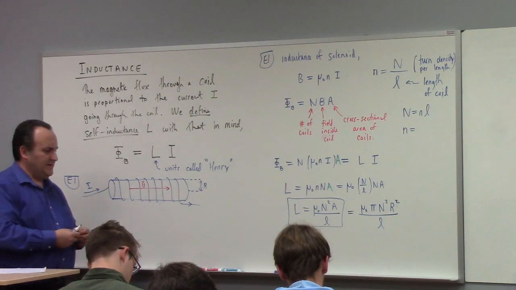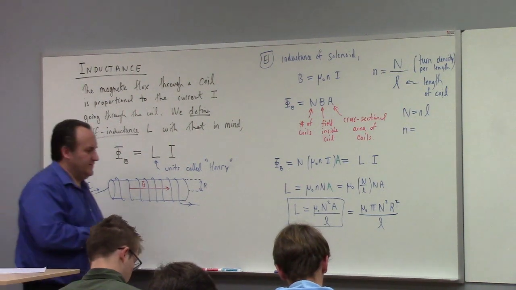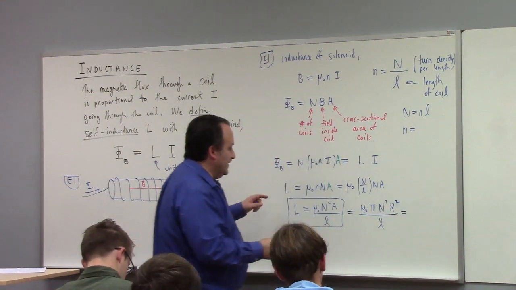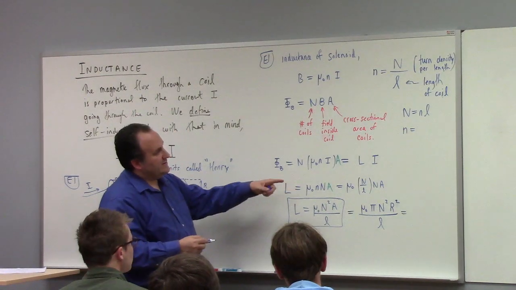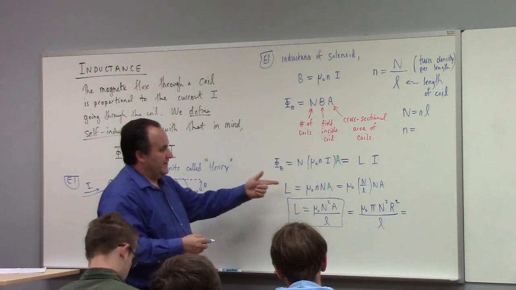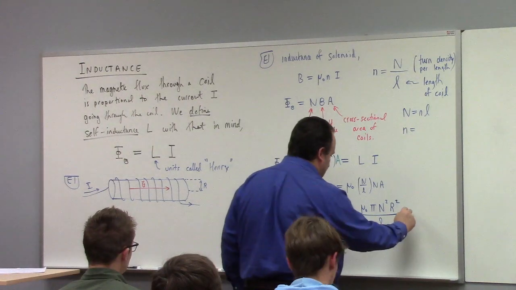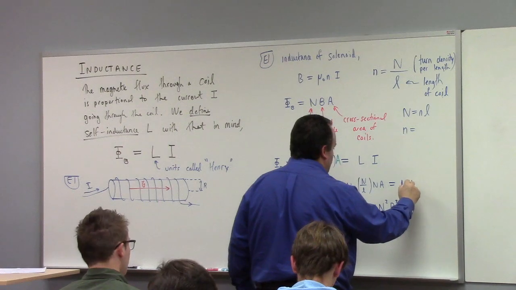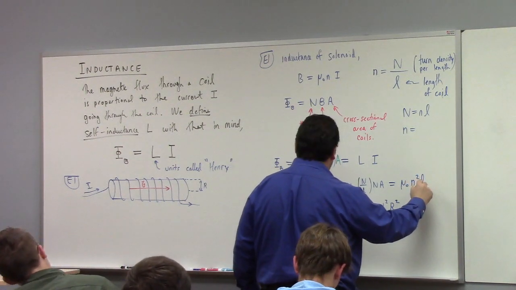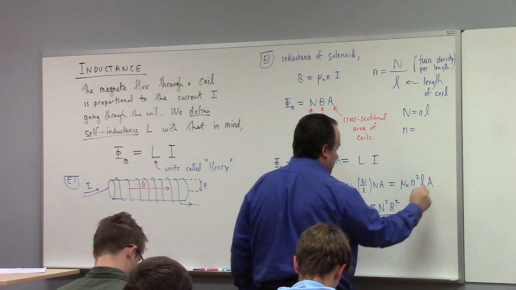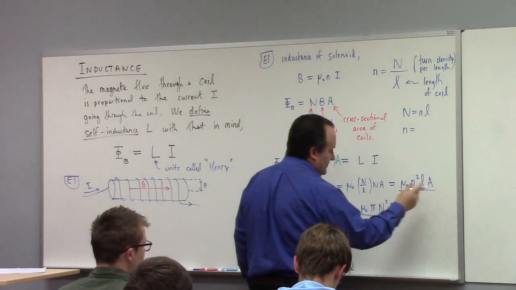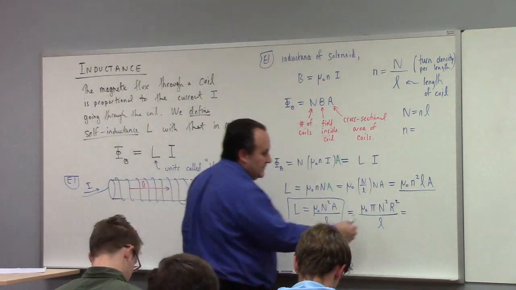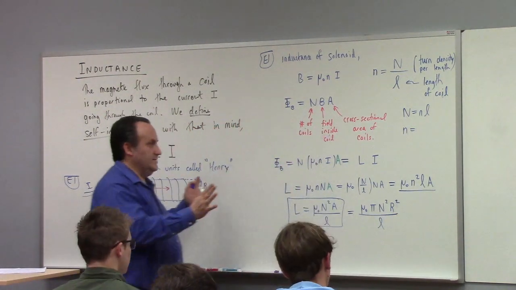Let me finish this litany of unnecessary formulas. If I wanted to convert the big N to a little n, I could also write this as mu naught n squared L A, I guess. You could get rid of the total number of turns and rewrite it in terms of turn density if you wanted. Fine. All right, so great.